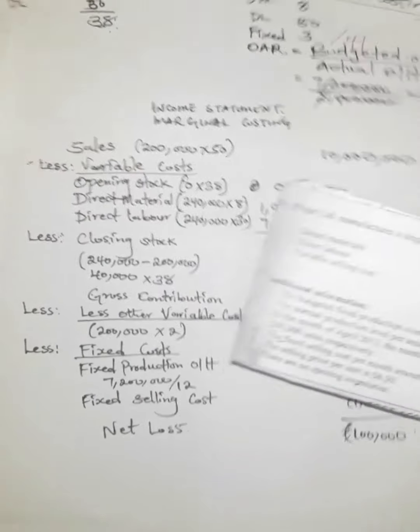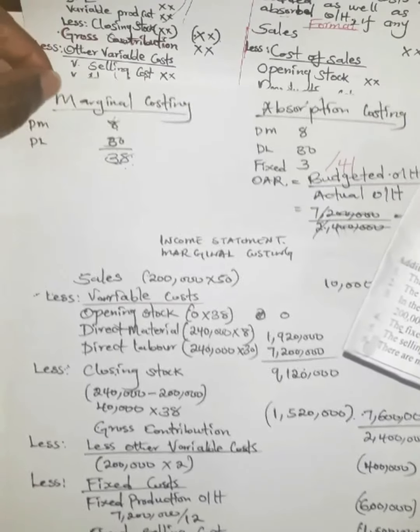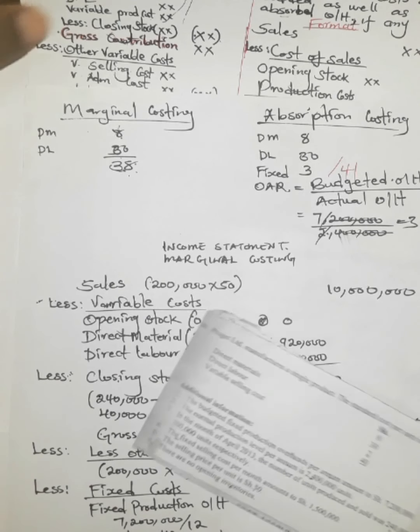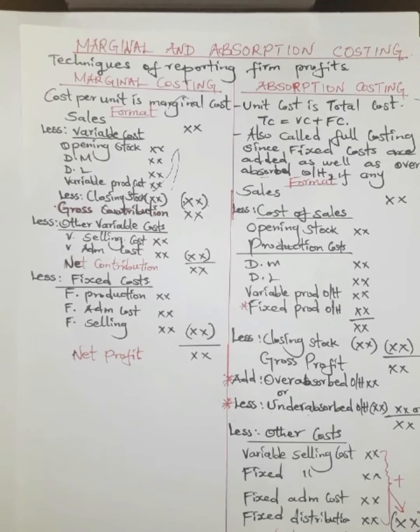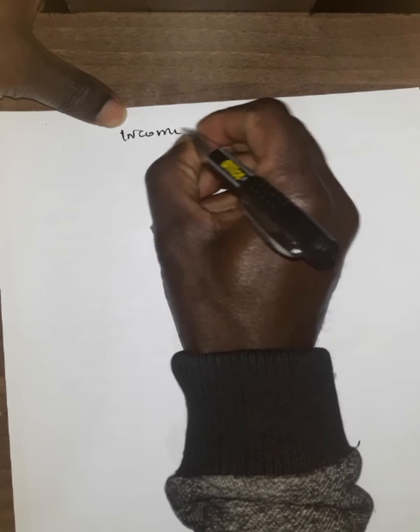That is now how we prepare the marginal costing. I would now want us to go ahead and look at how we can prepare the absorption costing, which actually has some slight adjustments that we are going to make in comparison to the marginal costing. And now under absorption costing, so we talk about now the income statement.